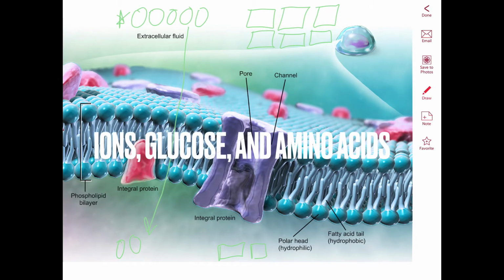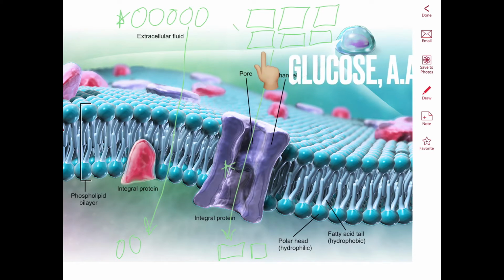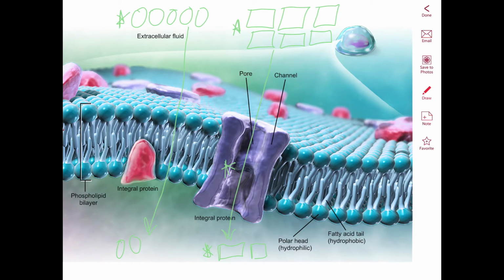In other cases, molecules such as ions, glucose, and amino acids that are not able to independently diffuse across the membrane may still move down the concentration gradients by facilitated diffusion, which means they will move with the assistance of a channel or transport protein, such as this one in this example. So I have drawn these squares here to represent molecules such as glucose or amino acids. And so with the assistance of a channel or transport protein, they can cross the cell membrane.